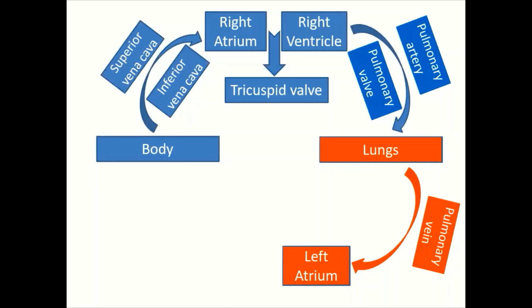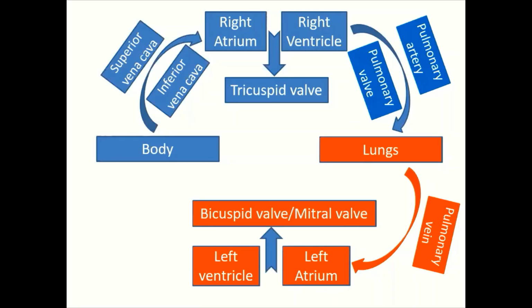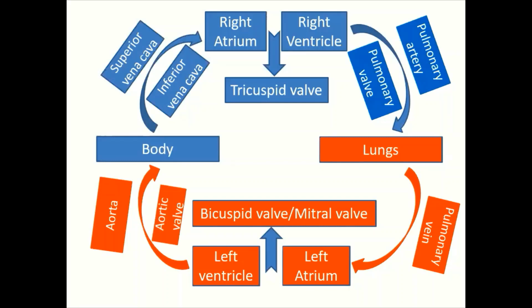And then the left atrium pumps the blood to the left ventricle. Between them is a valve called the bicuspid valve or mitral valve. Then finally, the left ventricle pumps the blood to all parts of the body except the lungs through the aorta. So the aorta has a valve called the aortic semilunar valve to prevent the backflow of the blood to the left ventricle.